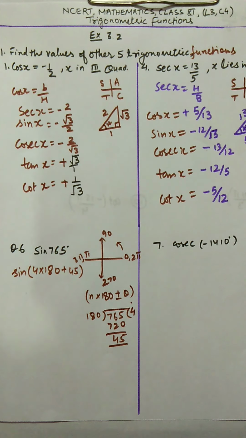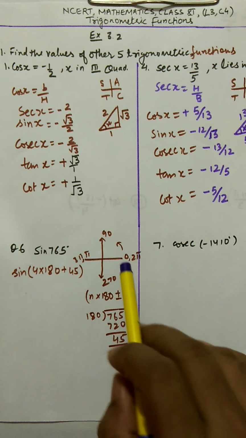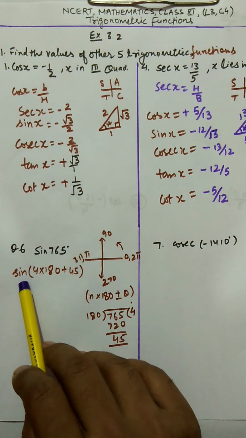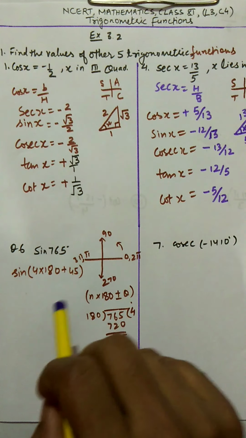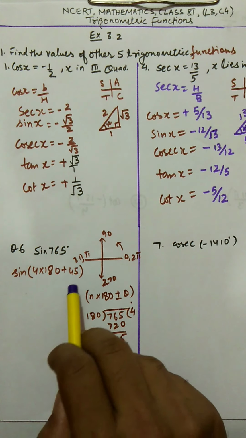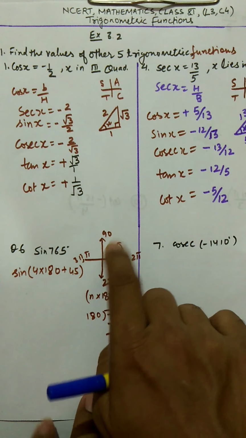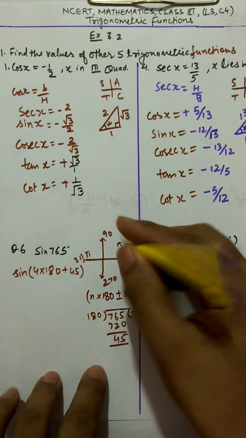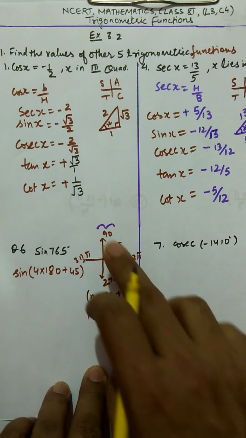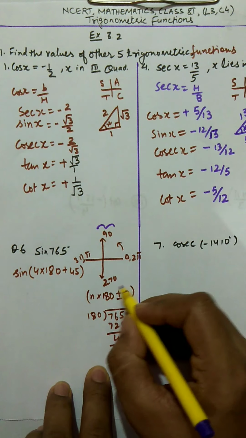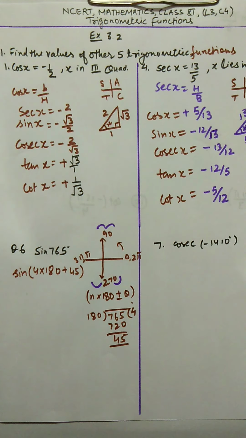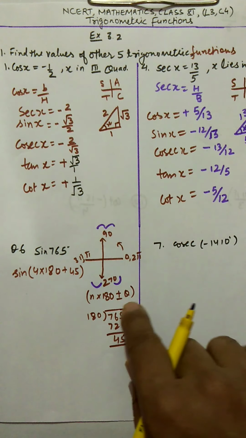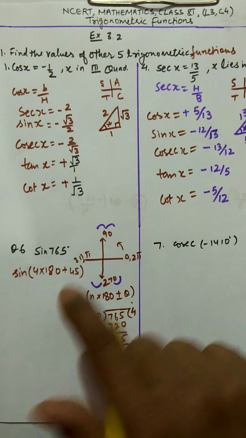So writing 765 this way, you have to take care of one thing: your function never changes at 180. Your function never changes at 180, it changes only at 90 plus or minus theta. If you are going in this direction, then your function will change, or if you go in this direction, your function is going to change. Otherwise, if it is 180, your function is not going to change.